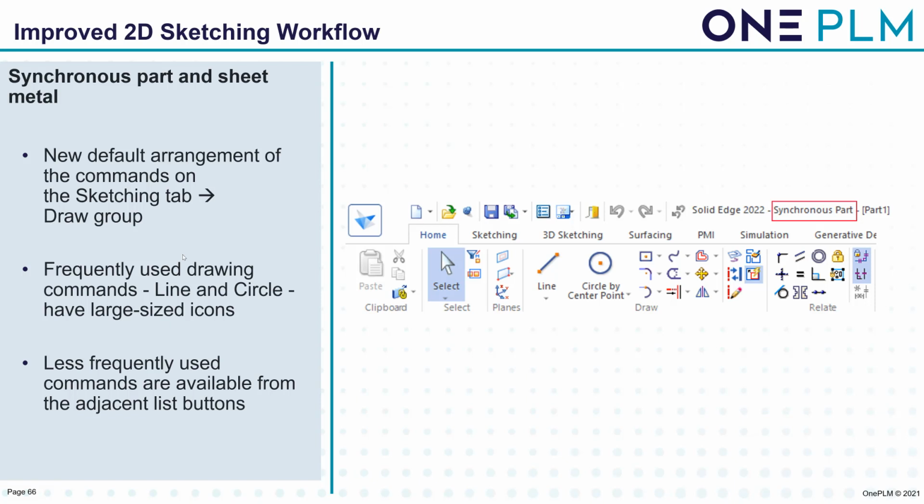This is also available, so notice we're not actually in sketching. We would click on line, and then hover over the plane that we want on there. So this is now available directly within the sketching command.